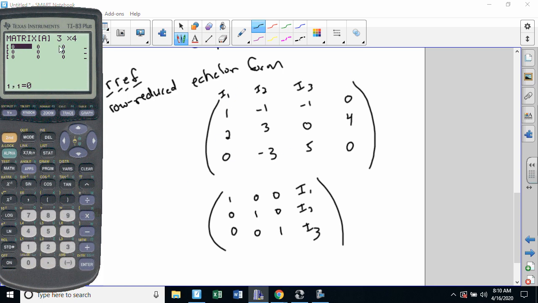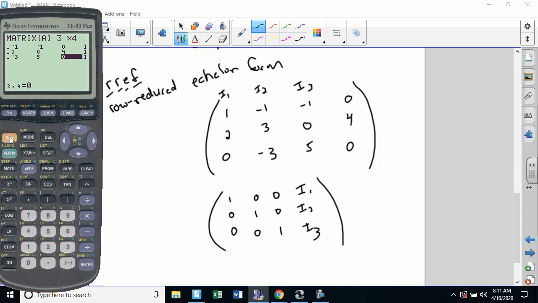So 3 by 4. And that gives us our 12 values. And right here we have a bunch of zeros ready to accept values into the matrix. So all I'm going to do is write down this matrix right here. So that is 1, -1, -1, 0, 2, 3, 0, and 4, 0, -3, 5, and 0. Okay, so that is now the matrix, and I've called it matrix A. What I want to do is I want to ask the calculator to put this matrix into row reduced echelon form, or we're going to ref it.